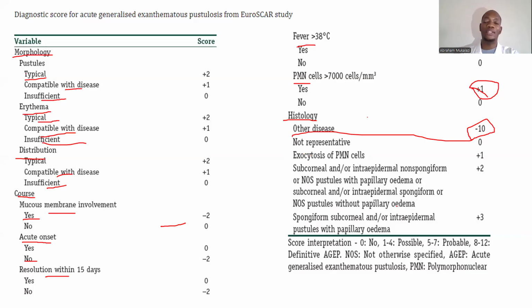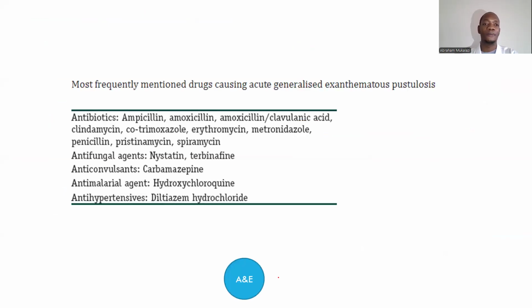So after scoring through this validation score, from the EuroSCAR study, you can now get the points the patient has gotten. So if someone has a 1 to 4 score, then it is maybe possible. If it is 5 to 7, it's probable. If it is 8 to 12, then it is a definitive diagnosis of AGEP, then you can end up managing the condition. So the most frequent drugs that have been implicated in AGEP include the following.